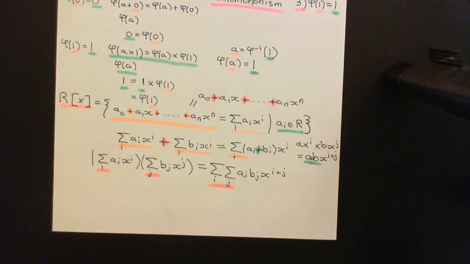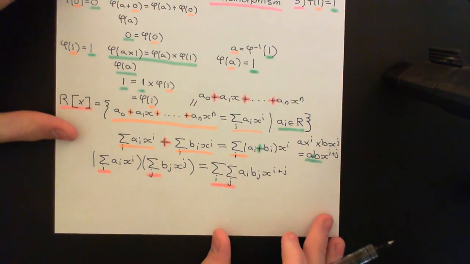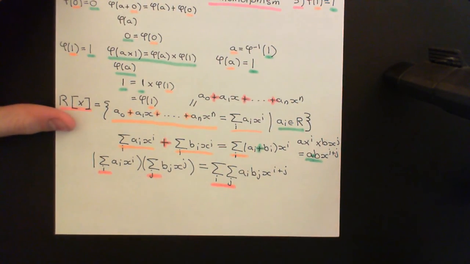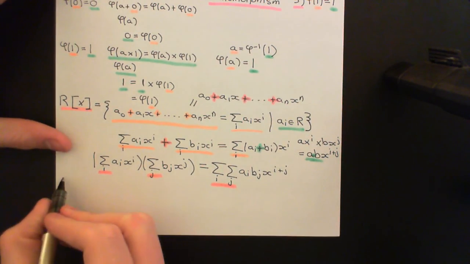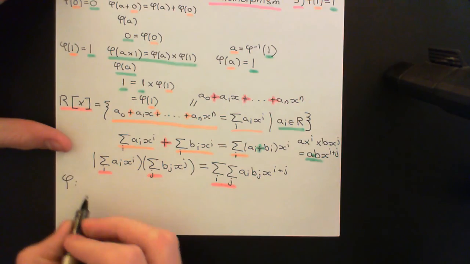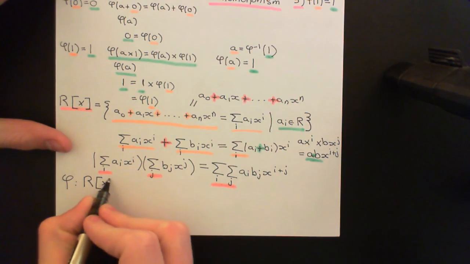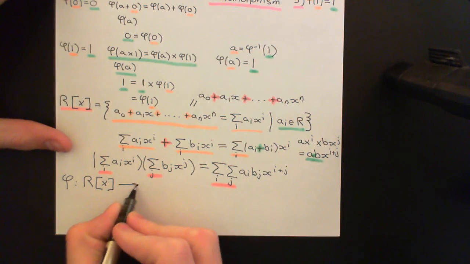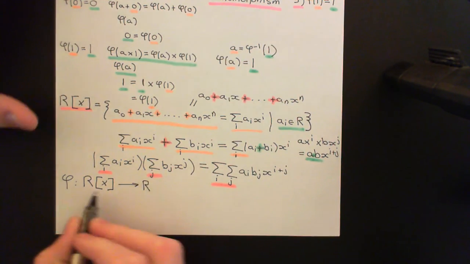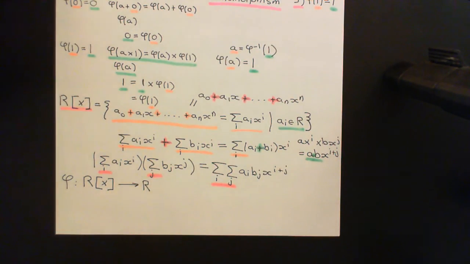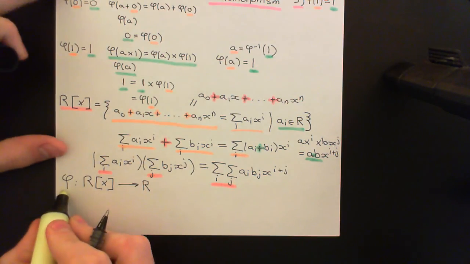Okay, so to see an important example of a ring homomorphism, our first example, we're going to have a homomorphism, phi, which is going to map our polynomial ring R[x] onto the ring capital R. So it's going to map the polynomial ring onto the ring which it's a polynomial ring over. Okay, now how is this going to work?